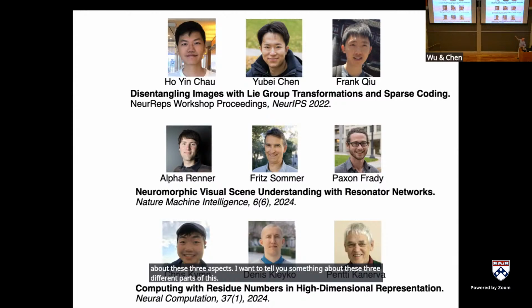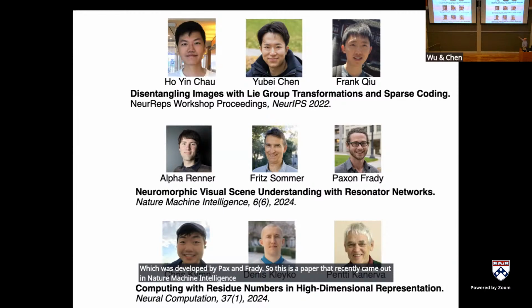The learning is the work of Hoyun Chao, Yubei Chen, and Frank Shi, who is a student from statistics in the lab. And then this problem of factorization, which is a circuit we refer to as a resonator network, was developed by Paxson Frady. This is a paper that recently came out in Nature Machine Intelligence.